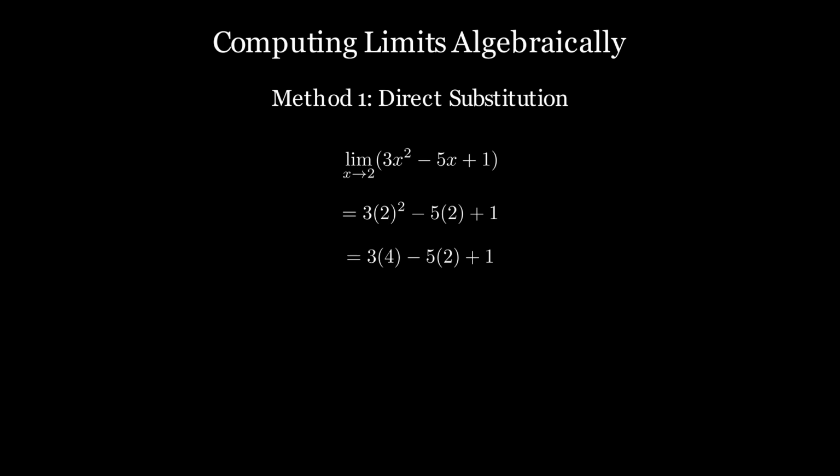Now we follow the order of operations. First, the exponent. 2 squared is 4. Next, we do the multiplications. 3 times 4 is 12, and 5 times 2 is 10. Finally, we add and subtract from left to right. 12 minus 10 is 2, plus 1 is 3. So the limit is exactly 3. Direct substitution works perfectly when the function is continuous at the point.